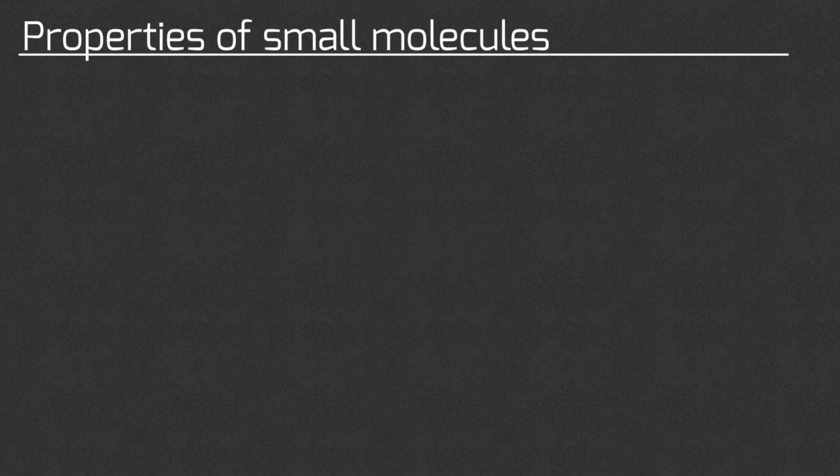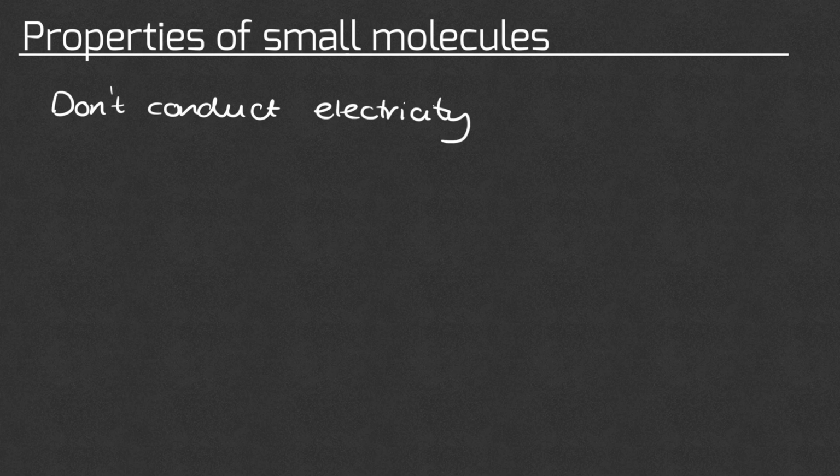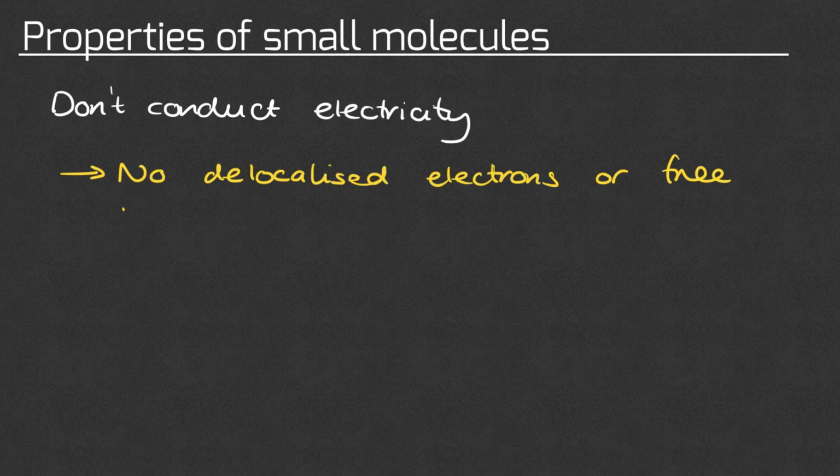There are 2 properties of small covalent molecules you need to be aware of. They don't conduct electricity, and that is because in a small molecule there are no delocalized electrons or free ions to carry a charge. If there's nothing to carry a charge, that substance can't conduct electricity.